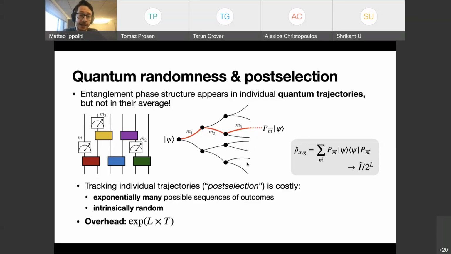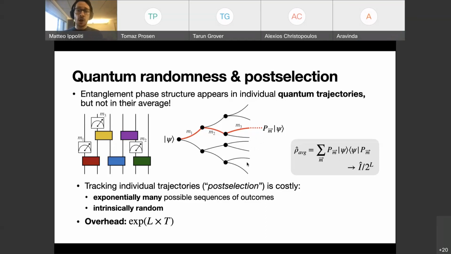And Matteo, is there any particular reason for the Z measurement? I think Tarun also chose the Z. Not at all. It's in terms of, we like to think with a computational basis, but any local measurement would broadly give you the same phenomenology. Thank you. Yeah.